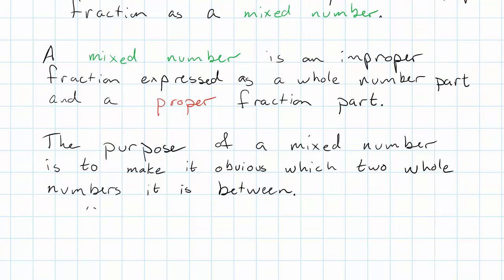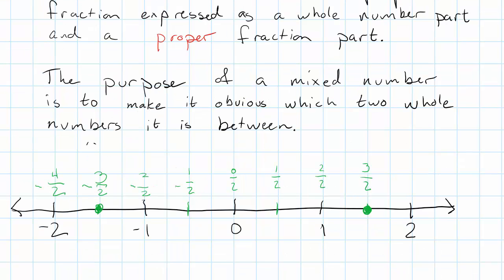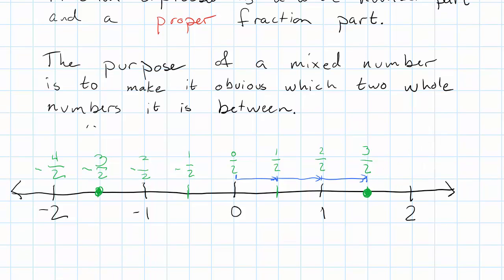So let's take a look again at those improper fractions, 3/2 and -3/2. To get to 3/2, I could go 1/2, 2/2, 3/2. Right? That's what I mean when I write 3/2. But there's another way that I could get there. I could go to 1, and then, in addition, an extra half.